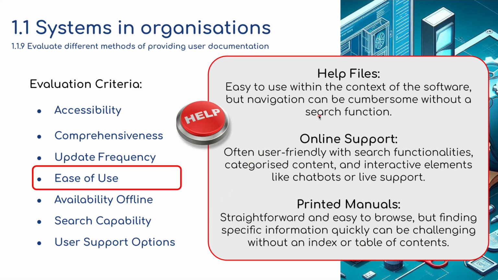Ease of use. Help files are easy to use within the context of the software, but navigation can be cumbersome without a search function. Online support, often user-friendly with search functionality, categorizing content, and interactive elements like chatbots or live support. Now, a printed manual is straightforward and easy to browse. You've got an index, but finding specific information quickly can be challenging. Again, without an index or a table of contents, it's going to make it a lot more difficult.